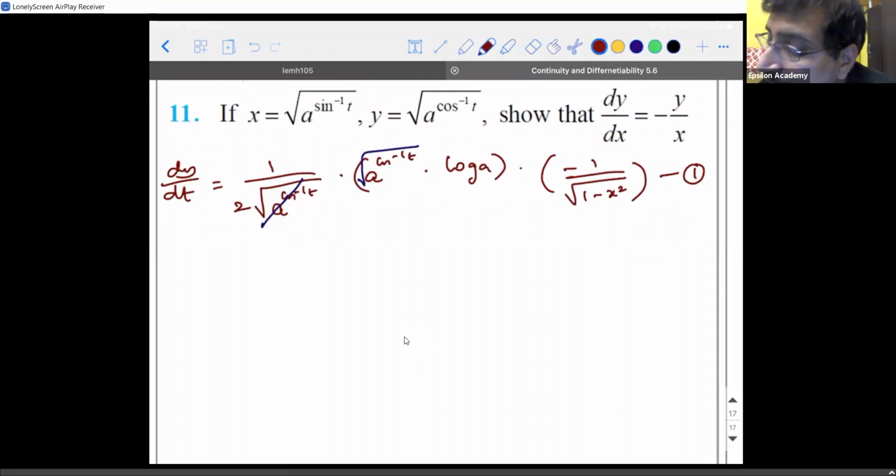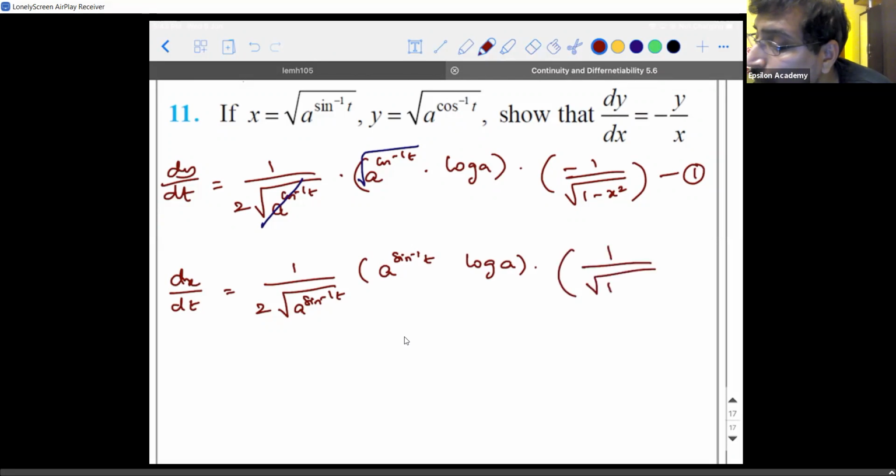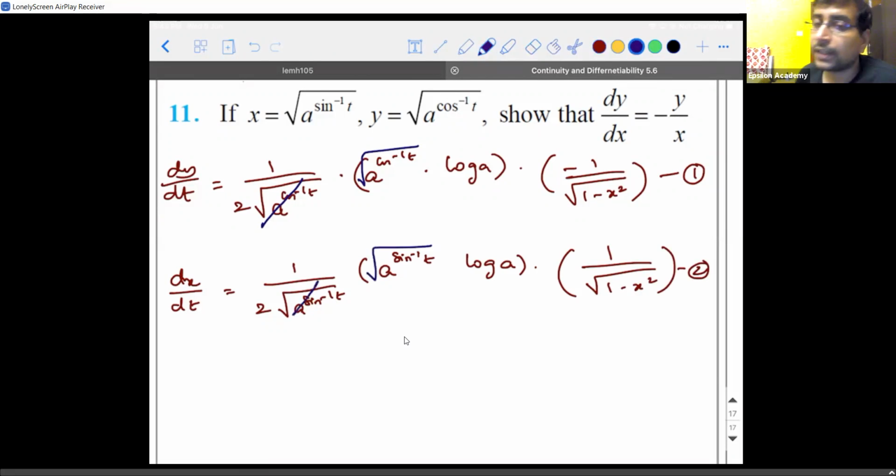Now, what is dx by dt, guys? It is 1 by 2 root of a power sine inverse t into the derivative of a power sine inverse t, which is a power sine inverse of t into log a multiplied with the derivative of sine inverse t, which is 1 divided by root of 1 minus x square. Here, root of a power sine inverse t and this will get cancelled, square root times.